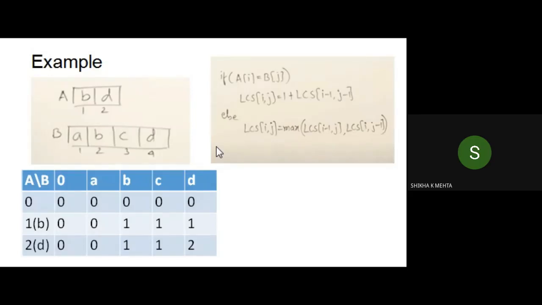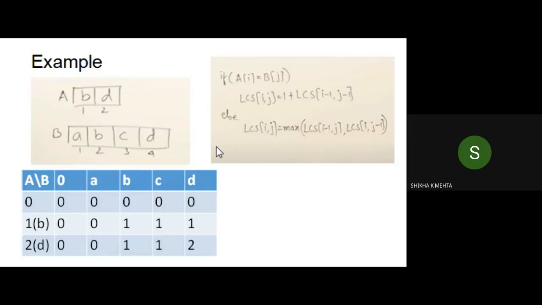So here we see, as we are moving further from 1 to 2, that means A[i] is equal to B[j]. So the first condition is met. So i is equal to 1, B is equal to B[j], j is equal to 2. As we move further, their values are the same, because at both places B is there: B is in the second position of the second sequence, and at the first position in the first sequence.